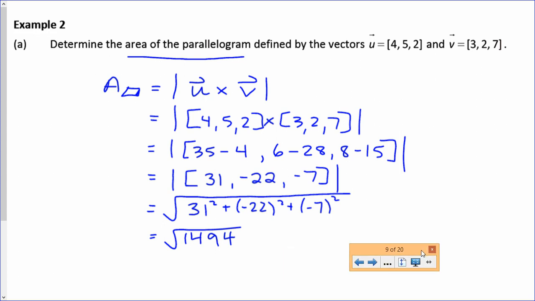Okay. Moving on. All right. So we got root 1494. Guess what? It's an area.